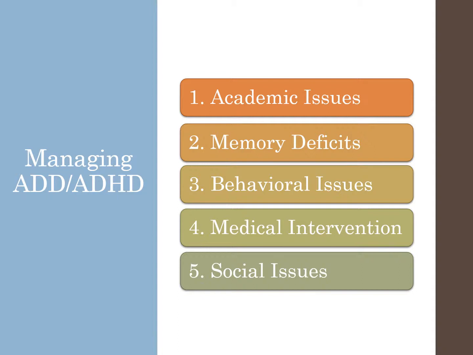For the management of ADHD, we're going to look at these 5 things: academic issues, memory deficits, behavioral issues, medical issues, and social issues. Once the child has a diagnosis and you know the child's strengths and weaknesses through the assessment, then the team will begin looking into these issues in all of the child's environments.